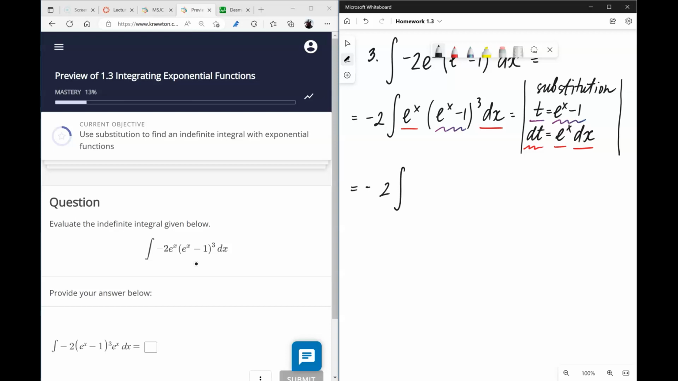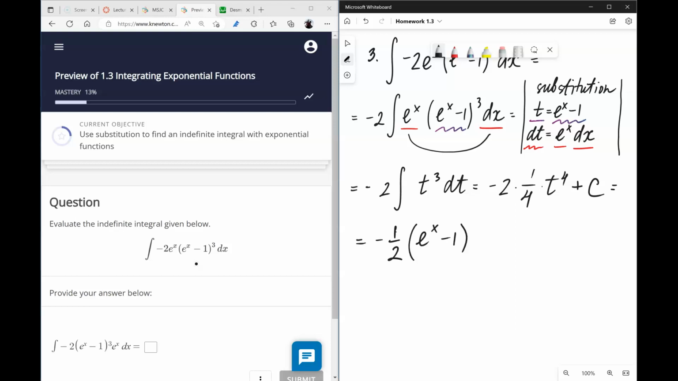So we have the integral of, so e to the x and dx are connected and become dt, but we have t cubed dt. And the antiderivative of t cubed is 1/4 t to the 4 plus c. And the final answer we obtain after replacing t with what t stands for, which is e to the x minus 1. This is the final answer.